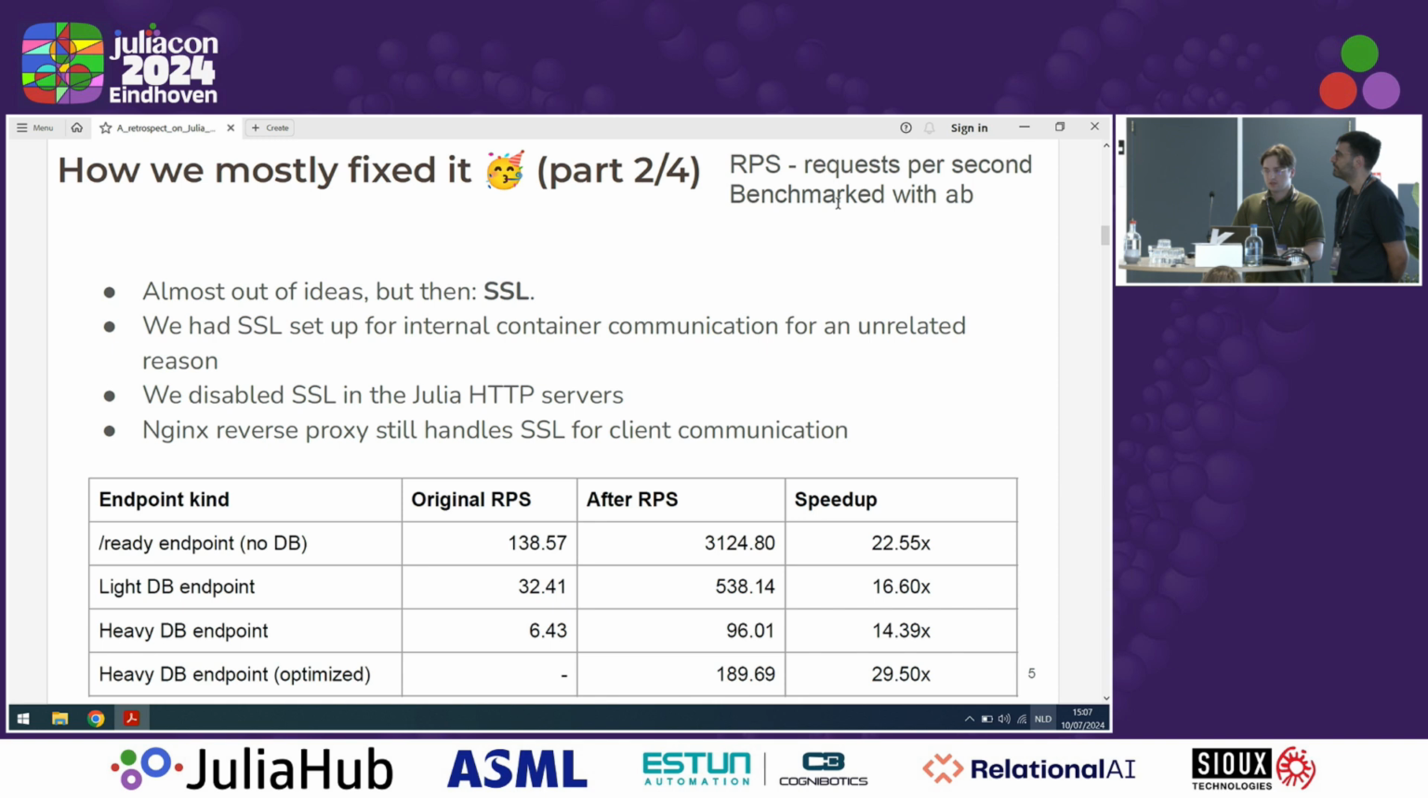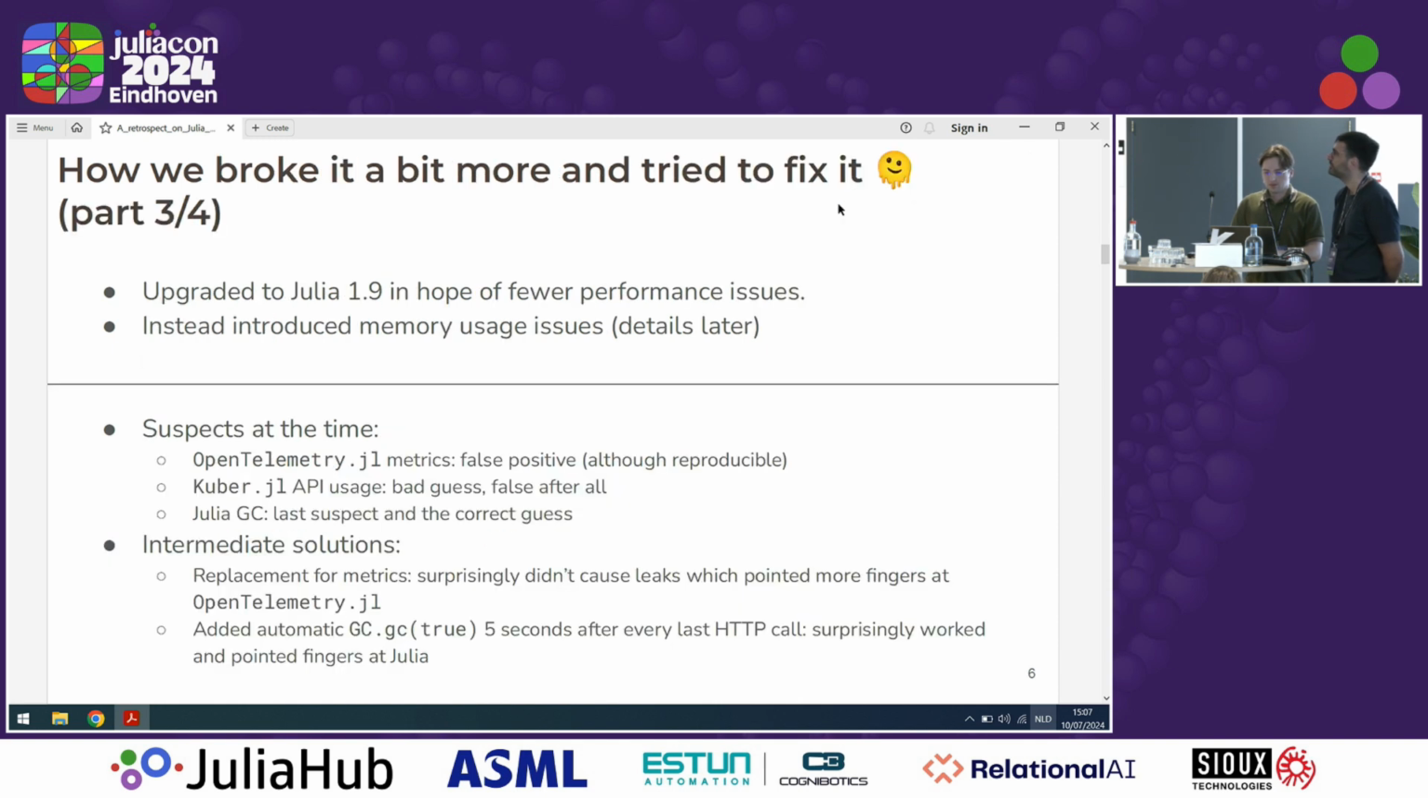This isn't the last part of how we fixed this, because of course we introduced some more issues when trying to fix this. While we upgraded to 1.9 just as a maintenance measure and to make sure there are fewer performance issues with the service, we introduced memory usage issues. I will talk about the details later, but just to confuse me even more, I had two suspects, OpenTelemetry.jl and Kuber.jl, but they were just heavily contributing to the leak and not actually causing it. It turned out to be Julia GC after all.